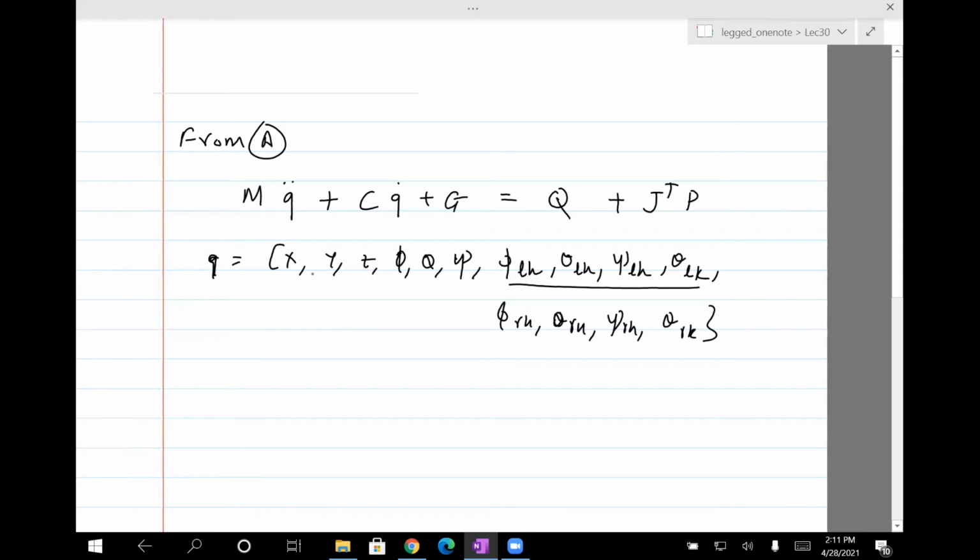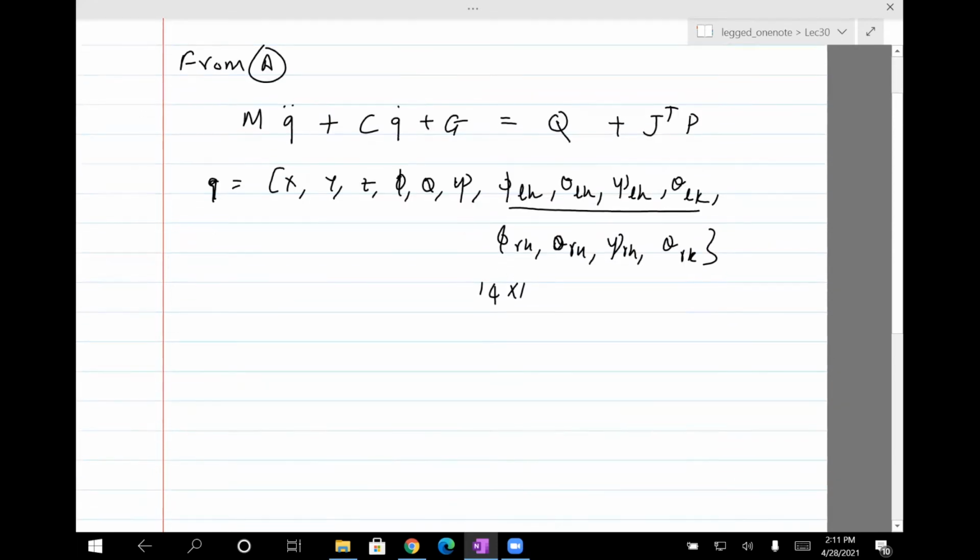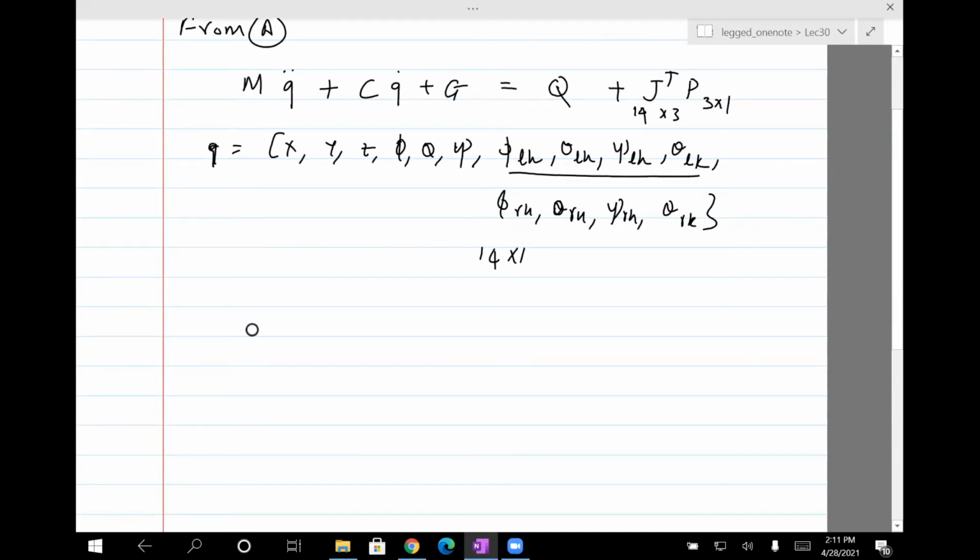So this is now 6 plus 4 plus 4, that's 14. So that's 14 comma 1. Okay, so now I got q. This P is 3 comma 1. And then J should be something times 3. So J transpose would be 14 times 3, right? Okay, so that's what it looks like. The Q here is the external torques.